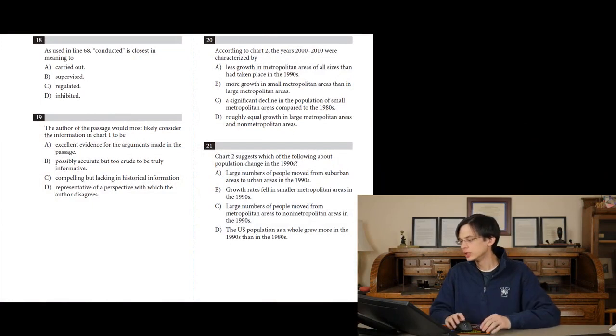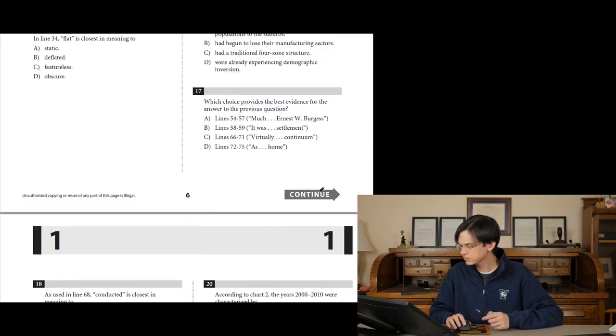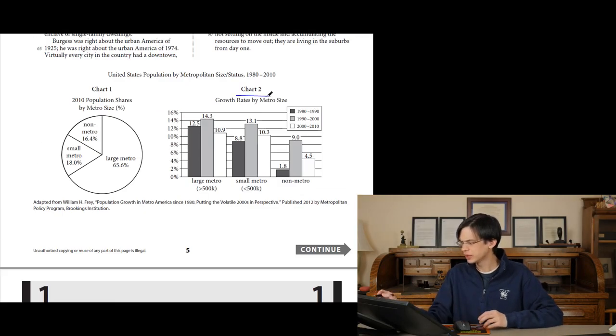Question number 21 on the reading portion of College Board's Test 4. Chart 2 suggests which of the following about population changes in the 1990s. So chart 2 and the 90s. So we care about just the 90s.